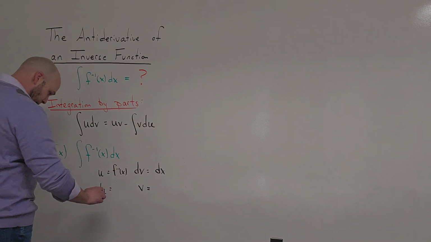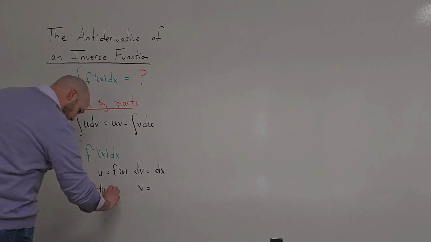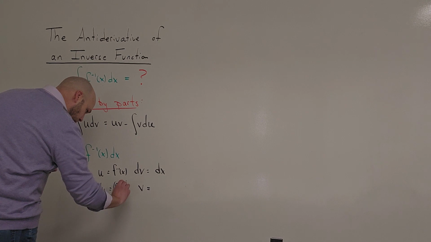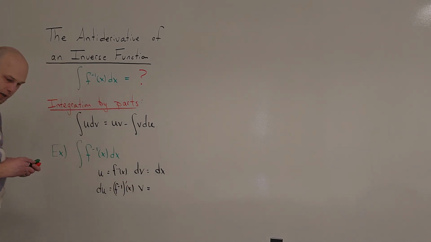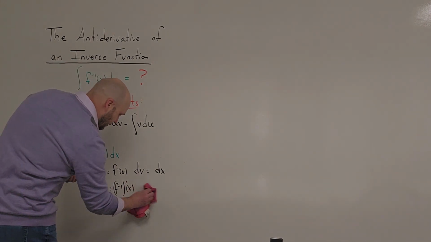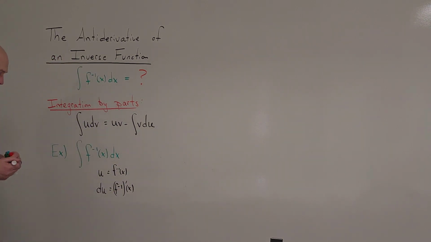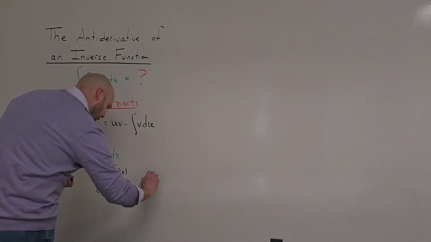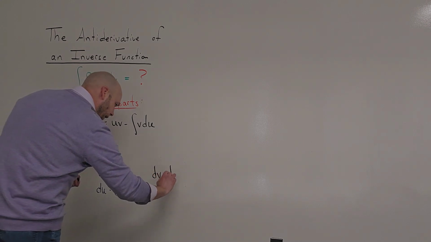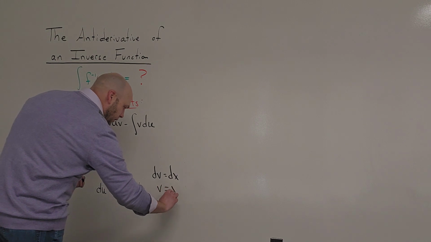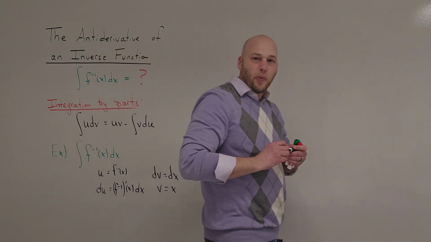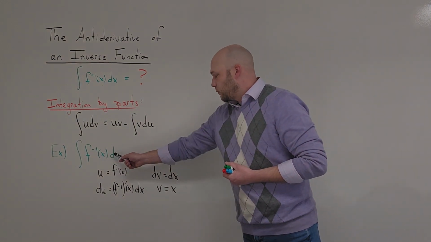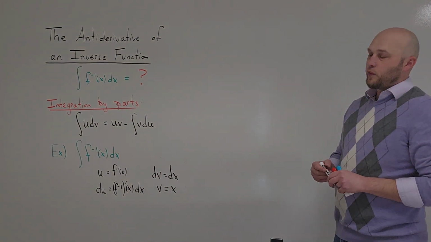The derivative of the inverse function, I'll start by writing it as f inverse prime of x. So du would be the derivative of the inverse times dx. Remember, dv was just dx, so that gives me v equal to x. So there's my integration by parts table. u is the inverse function, and dv is dx. du and v follow from that.